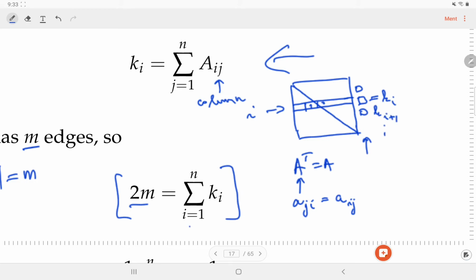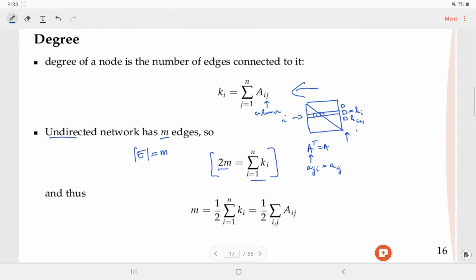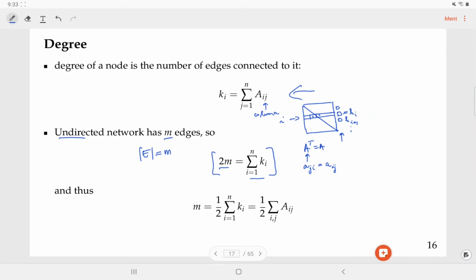So if we sum up all these k_i's, then we get all the edges multiplied by 2, because every edge is counted twice because of the undirectedness. And hence we can divide the equation by 2. So then what we get is m equal to 1 over 2, so half of the sum of all the degrees, which can be rewritten also as half of the sum of all the elements in the matrix, of course. So that's nothing surprising.